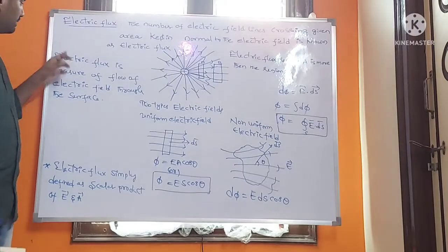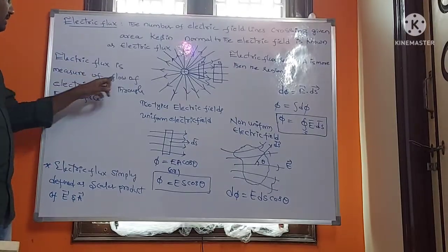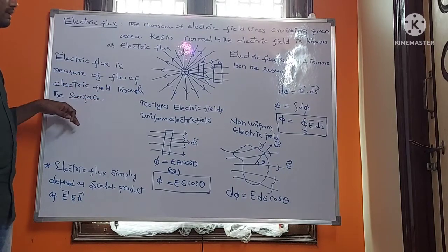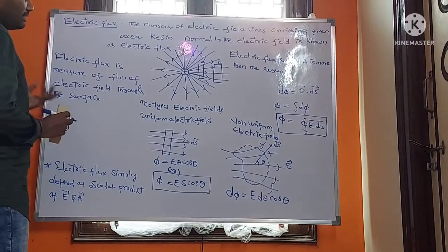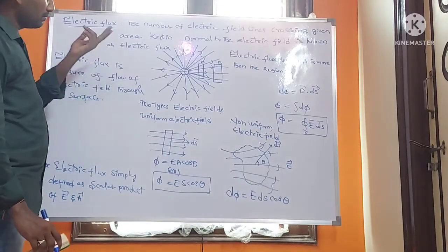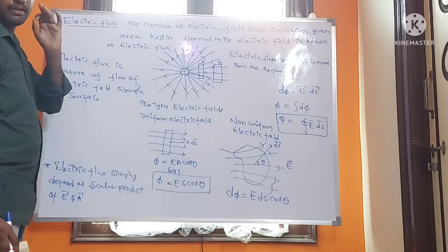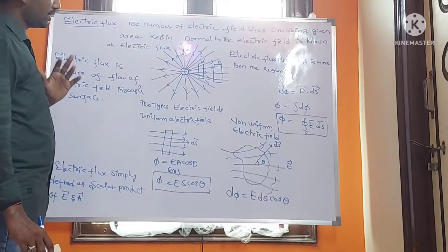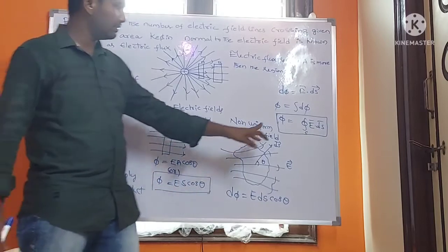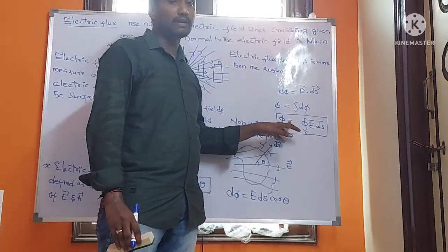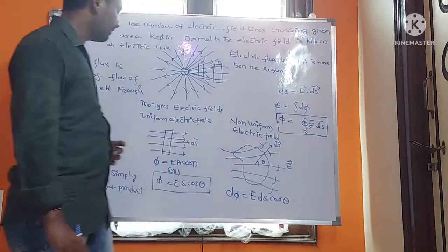Okay, what is the use of the electric flux? The electric flux is a measure of the flow of the electric field through a surface. Electric flux may be positive, negative or zero. This is the electric flux in a uniform electric field. This one is the electric flux in a non-uniform electric field.